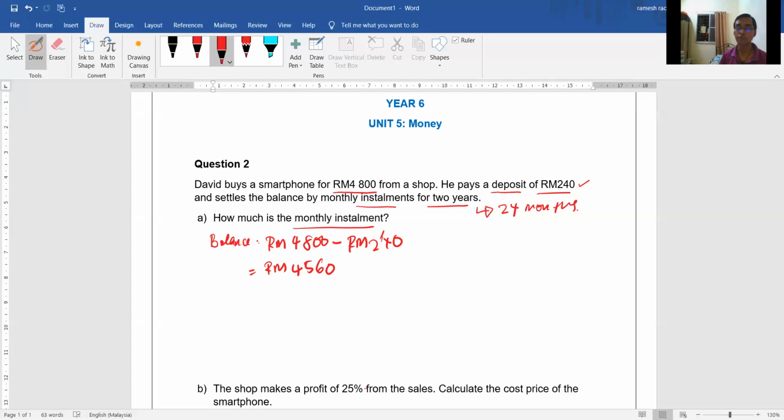So how much are you going to pay per month? Installment equals RM 4,560 divided by 24. When you divide by 24, you know you are going to pay 190 ringgit per month. This is the amount you're going to pay per month as an installment.